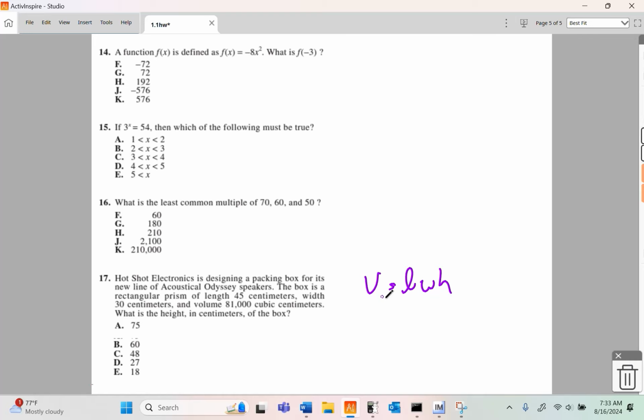Plus, I remember this formula. Volume of a box is length times width times height. We're going to substitute stuff in. We know the volume is 81,000. We have a length of 45. We have a width of 30, and the height is unknown. So, we're going to figure out what 45 times 30 is. It should be 1,350. And that's equal to 81,000. All we have to do is figure out how many times 1,350 goes in 81,000. And it's going to be 60. Promise you it's 60.